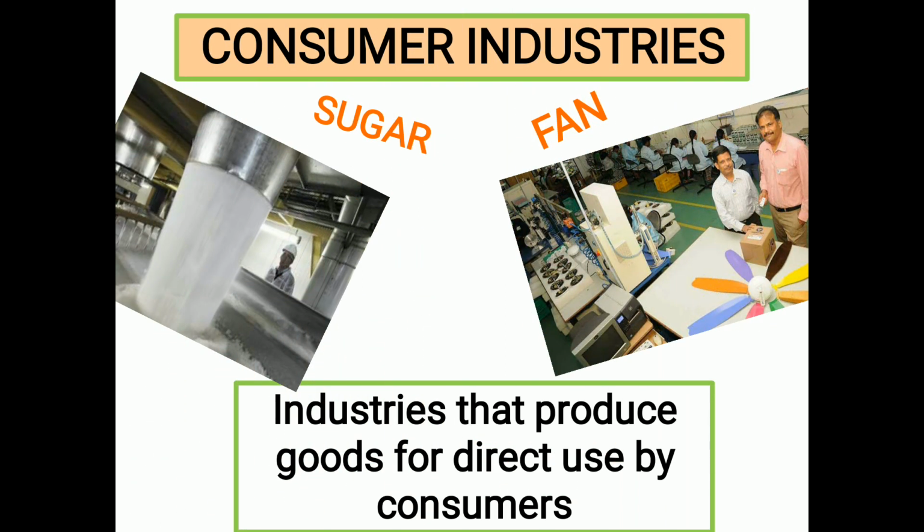The next type of industry based on their role is consumer industries. Consumer industries are the industries that produce goods for direct use by the consumer. For example, sugar we can directly use, toothpaste we can directly use, paper we can directly use, sewing machines you can use, fan you can use. All these are consumer products which are used directly by the consumer. Those types of industry are called consumer industries. So according to their main role, the industries are classified as basic or key industries and consumer industries.